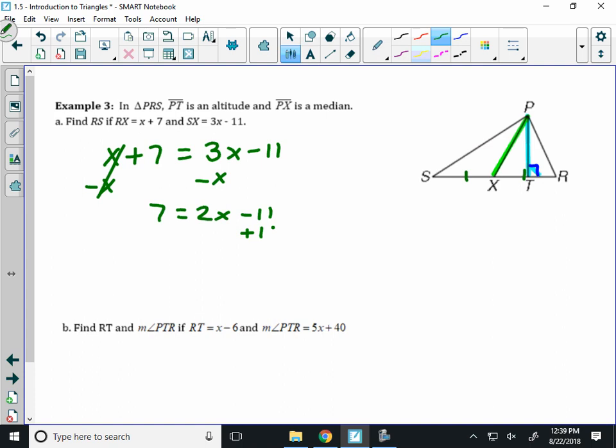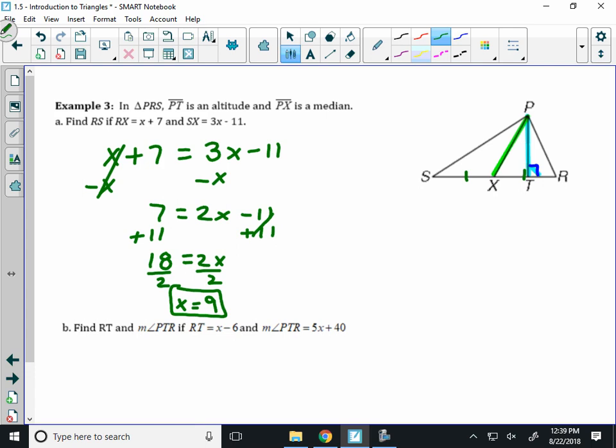Move the 11 over. Get 18. Divide by 2. I think we're all pretty good at solving equations. And 18 divided by 2 is 9. Are we done with part A? I found x. Am I done?